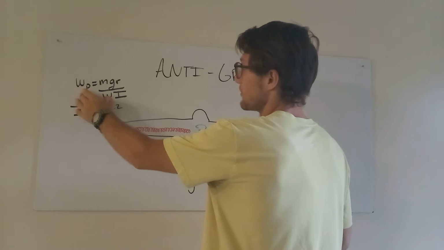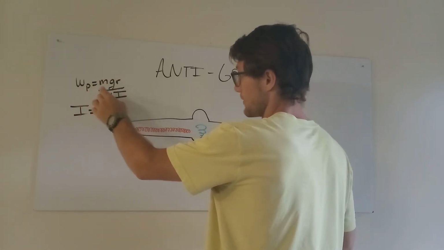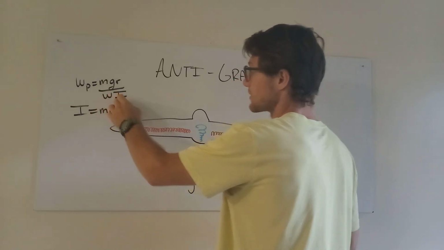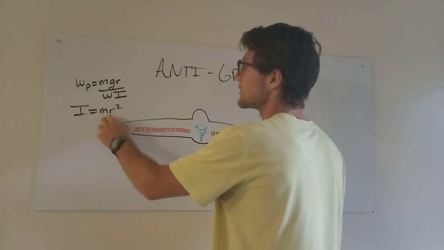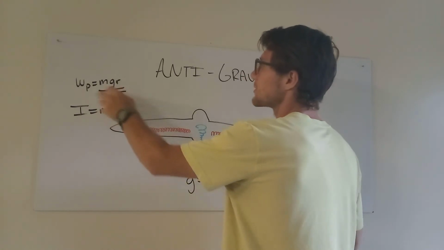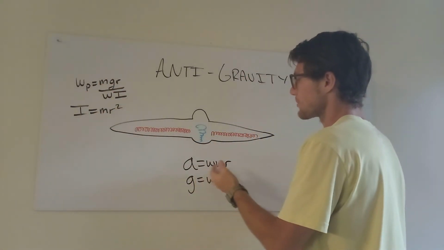Omega sub p, precession, equals mass times gravity times radius over the rotational rate of the gyroscope, omega, times the inertia. If the moment of inertia is viewed as a hoop, then the moment of inertia equals mr squared. Substituting that in algebraically, one can derive that gravity and acceleration is omega omega r.